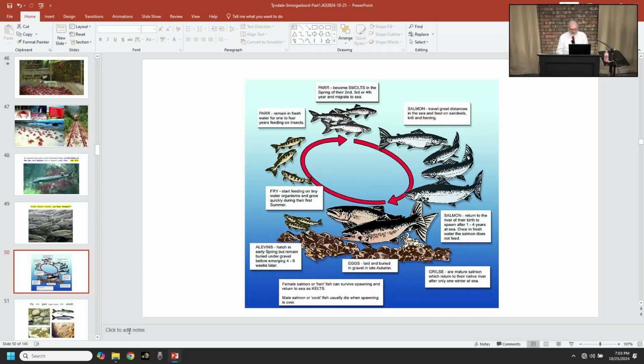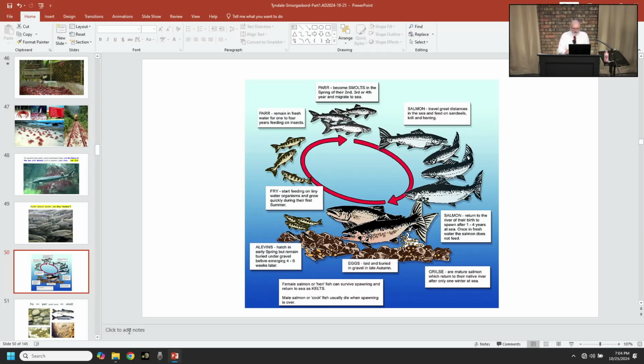Okay, that's Pacific salmon oversimplified. Whereas your Atlantic salmon, they can reproduce and then go back out to sea again, and then come back in and reproduce again. So their life cycle is a little more complicated, because they don't just die at the first reproduction.